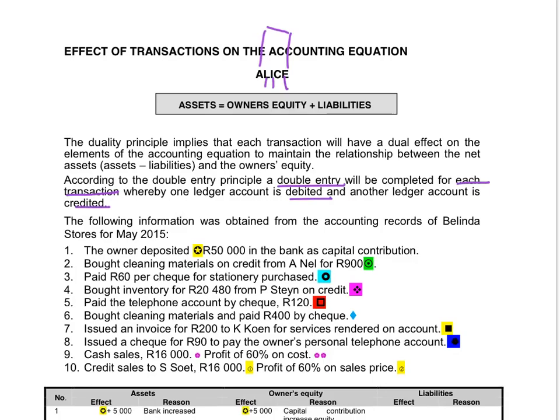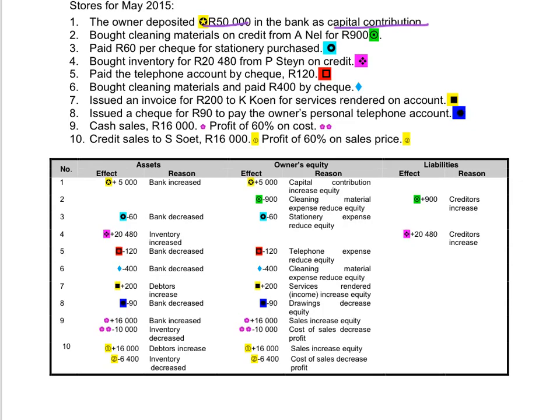If we look at the first entry, the owner deposited 50,000 Rand in the bank as capital contribution. The money is paid into the bank, therefore the money in the bank will increase, and bank is an asset, so the net effect is that our assets will increase with 50,000. Because the owner contributes money, he's increasing his interest in the business, and therefore the business owes him more money, so owner's equity will increase with 50,000 Rand.